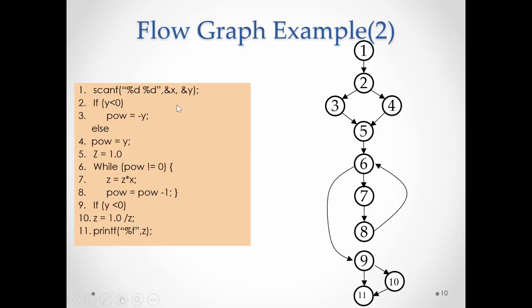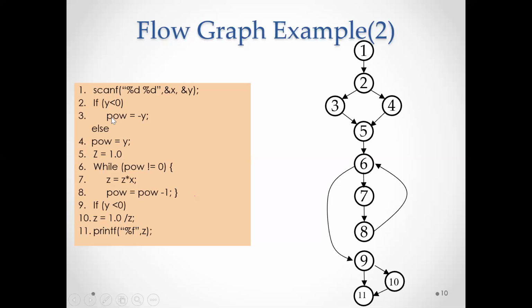After inputting x and y, we are checking for one condition. If y is less than 0, then power is equal to minus y. That means whatever the y is there, minus of that will be nothing but your power. Else, power is equal to y. This is how it will be working. Fine. So z will be equal to, first time I'm assigning some value, that is 1.0. This is the next statement.